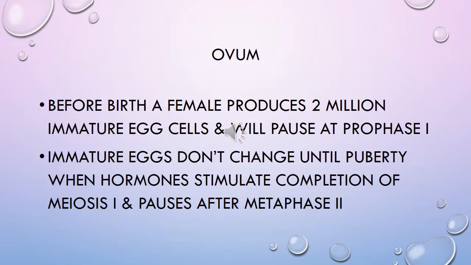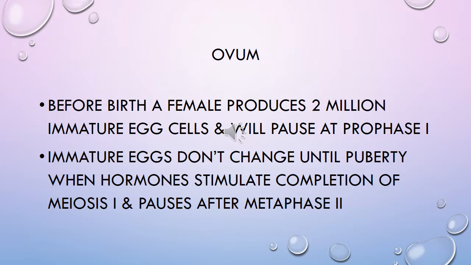As I previously mentioned, the development of the eggs actually happens before the female is born. And while in the womb, the female will produce around 2 million immature egg cells. She's not going to use all 2 million, but she's going to produce those. And those egg cells will get to the part of prophase 1, and it's just going to freeze. And it's going to be stuck at prophase 1 until puberty.